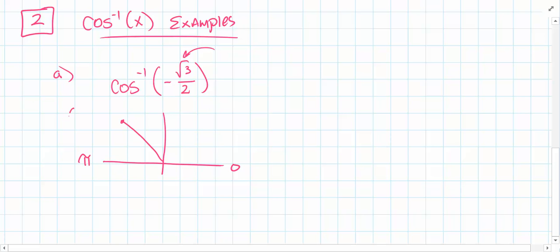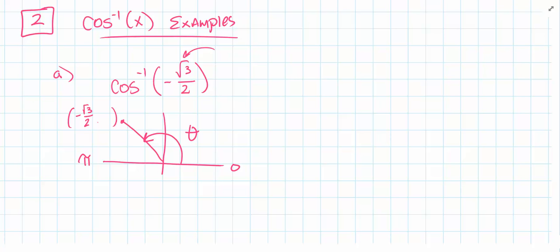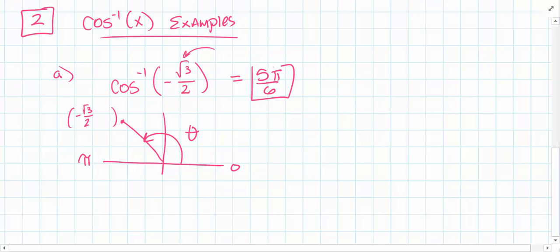So the thing that I'm looking for is what angle will give me a cosine of negative root 3 over 2. That's what I'm looking for. So the angle that gives me a cosine of negative root 3 over 2, everybody, is 5 pi over 6. Okay? 5 pi over 6. That's what that means.